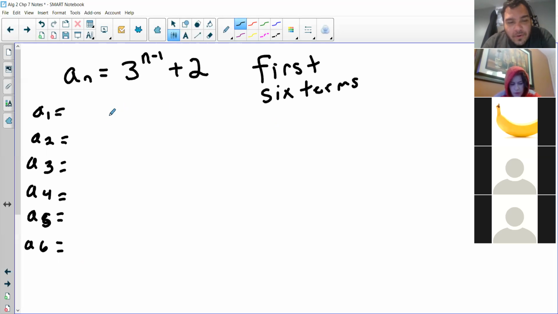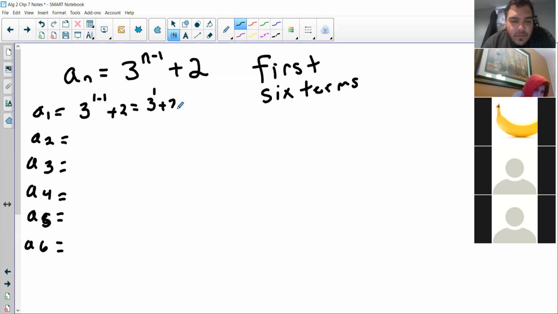All right. I'm going to do the first one and then I'm going to pick randomly to give me the rest. So if I were to do the first one, I would have to plug it in. 3 to the 1 minus 1 plus 2. That's 3 to the 1 power plus 2. Or I'm sorry, 3 to the 0 power plus 2. Anything to the 0 power is 1. So 1 plus 2 gives me 3. So my first term is 3.